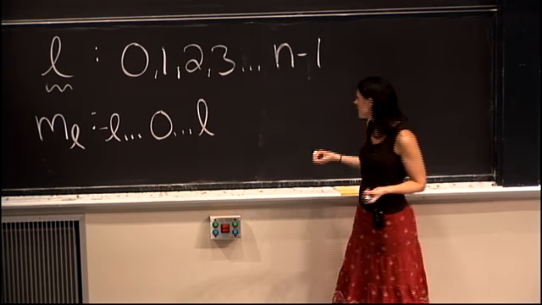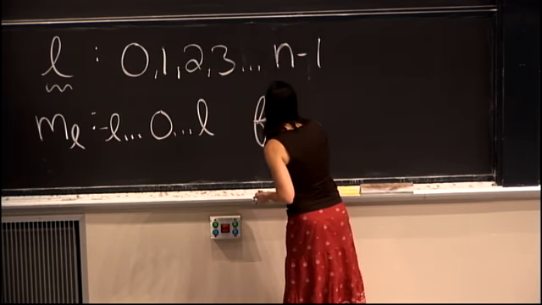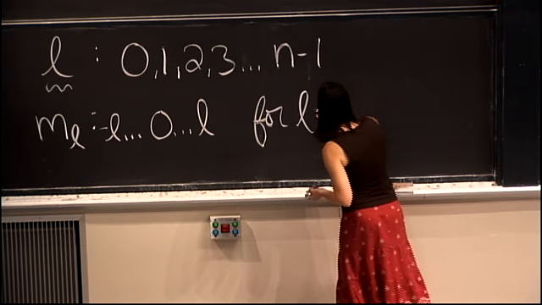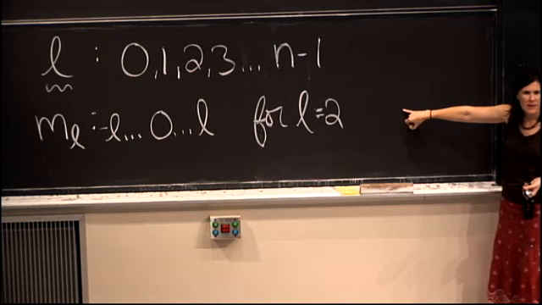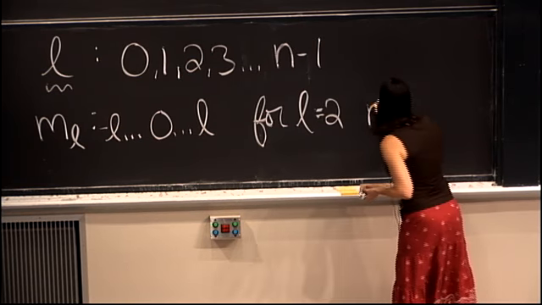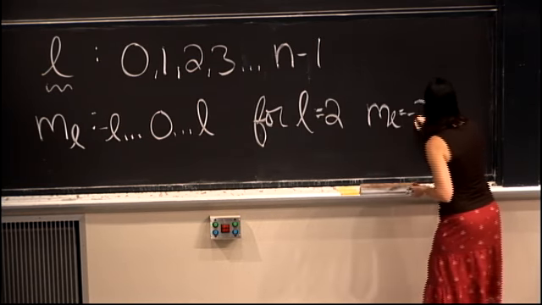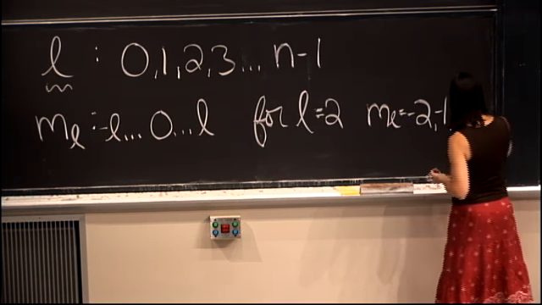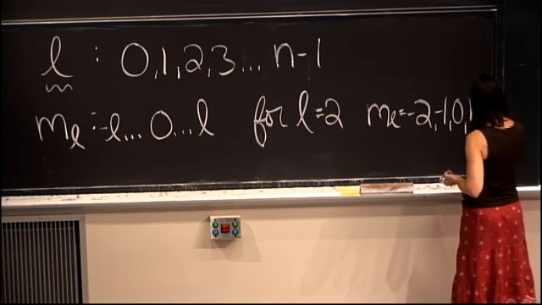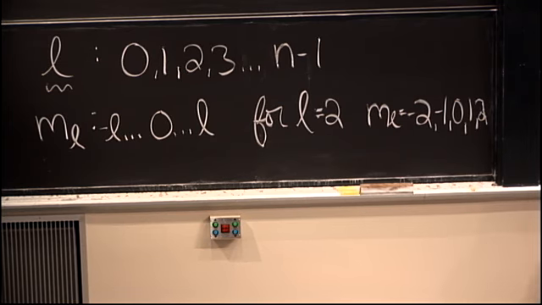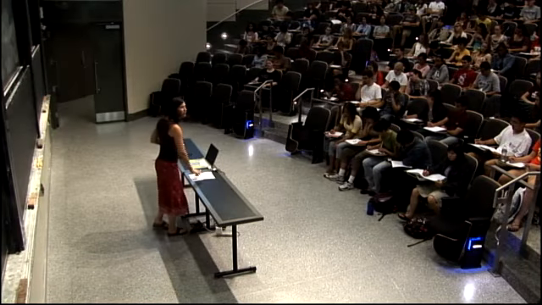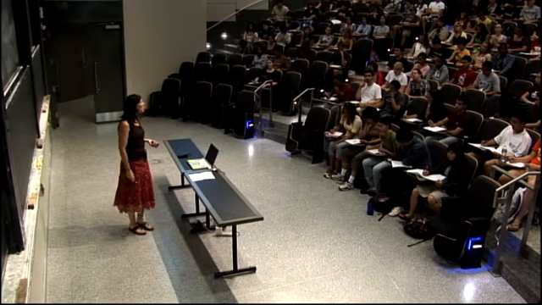So if we think of just an example, we could say that for L equals 2, what would be our lowest value of m sub L? Yep, so m sub L could equal negative 2, negative 1, 0, 1, or 2. So we could have 5 different values of m sub L. So those are our 3 quantum numbers.